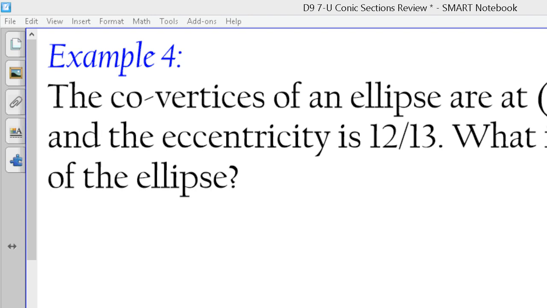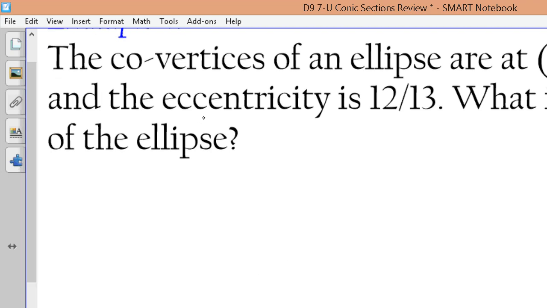Example 4, we're going to write some equations given characteristics. The co-vertices of an ellipse are at (-2, 1) and (8, 1), and the eccentricity is 12 over 13. What is the equation of the ellipse? Now, we can't just type this information into the calculator and get a graph and make it give us an equation. So here's what we're going to do. We're going to do a quick sketch and determine some pertinent information, then check it in the calculator.